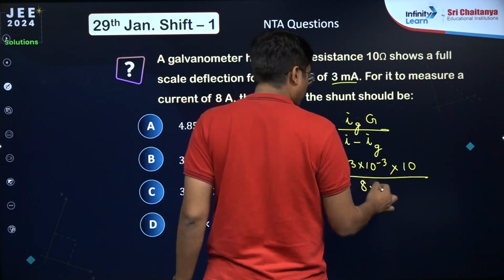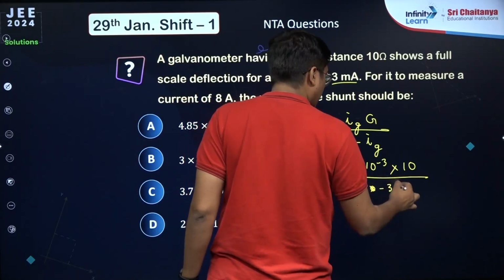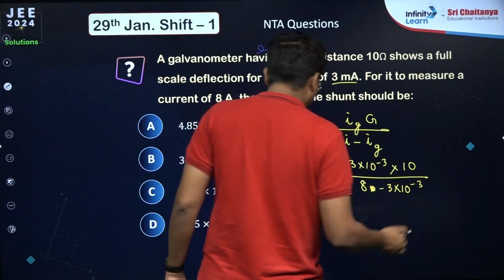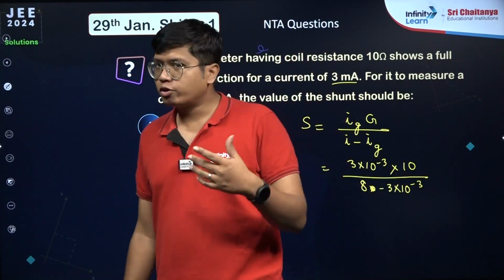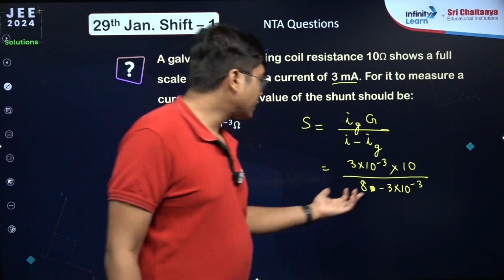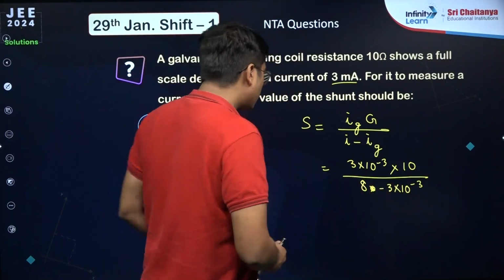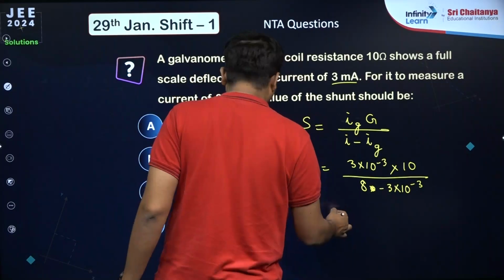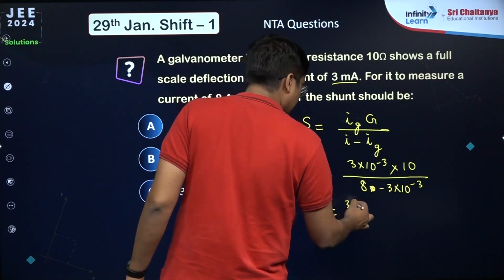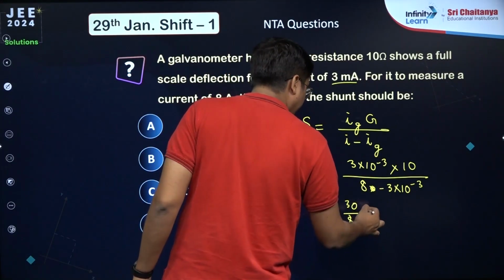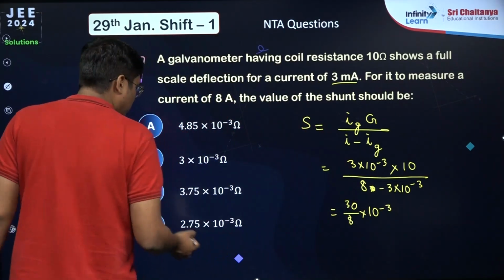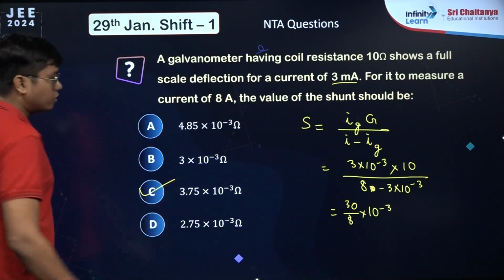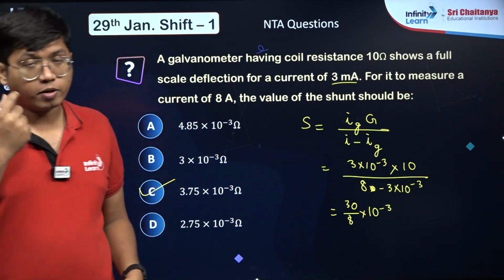This 8 minus 3 into 10 to the power minus 3, you can approximate it to be 8 only, because this quantity is negligible as compared to 8. So all we are looking for is 30 by 8 into 10 to the power minus 3. The only possibility there is option C, 3.75 into 10 to the power minus 3.